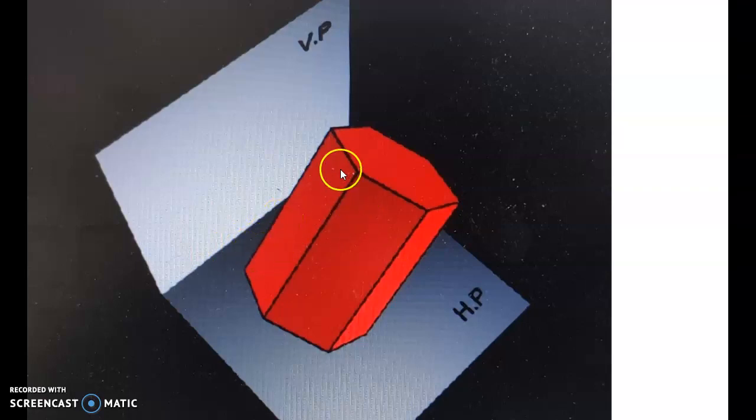Likewise, this is your A point. A to 1 will be visible, B to 2 visible, C to 3 hidden, D to 4 hidden, E to 5 hidden, F to 6 visible. So all the visible lines should be drawn as continuous lines, and hidden lines should be drawn as dotted lines.